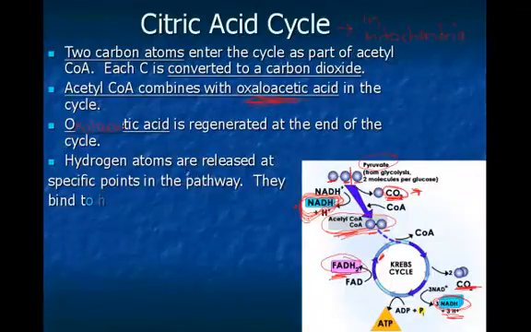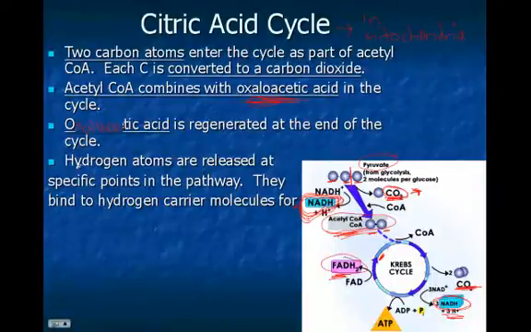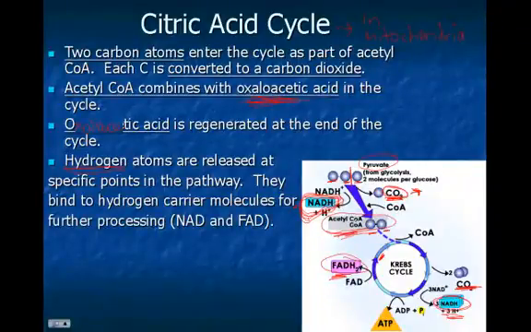So again, this is what this statement is talking about here. Hydrogen atoms, and that's what you're seeing here. We call them electron carriers because these hydrogen atoms contain electrons. And so hydrogen atoms are going to be released at certain points in the pathway. And these hydrogen atoms are going to bind to these hydrogen carrier molecules, NAD and FAD, to form NADH, when they bind that hydrogen, and FADH2.